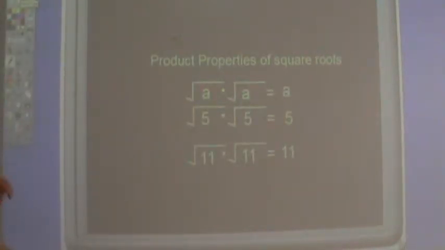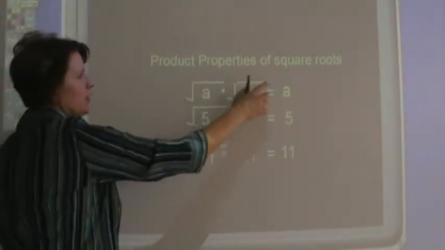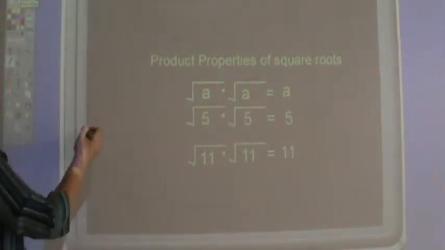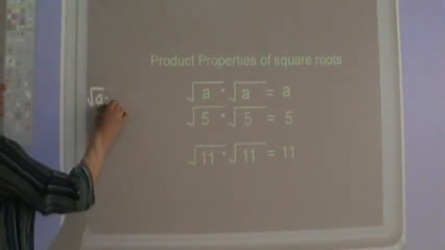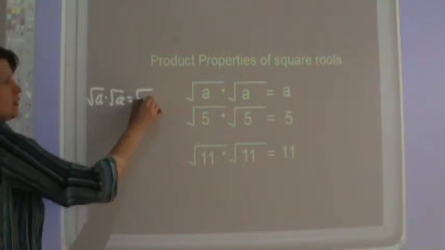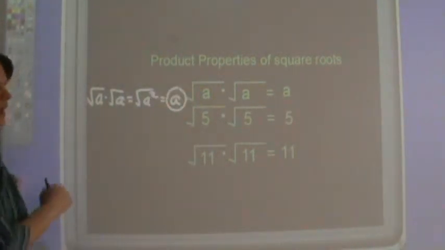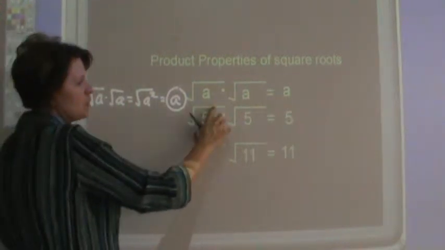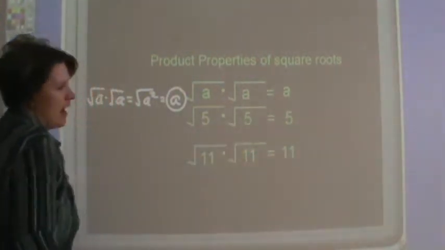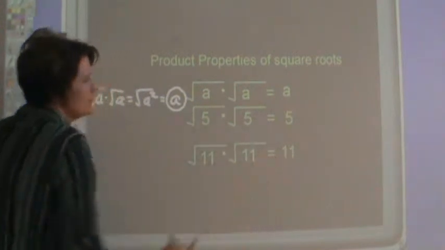The product property of square roots says the square root of a times the square root of a is just a. Okay, because the square root of a times the square root of a would actually be the square root of a squared. Square root of a squared is just a. So short way, if you have the square root of 5 times the square root of 5, it's just 5. Square root of 11 times the square root of 11, it's just 11.